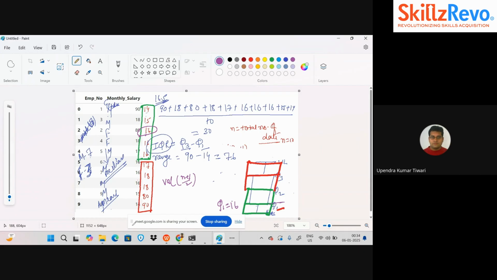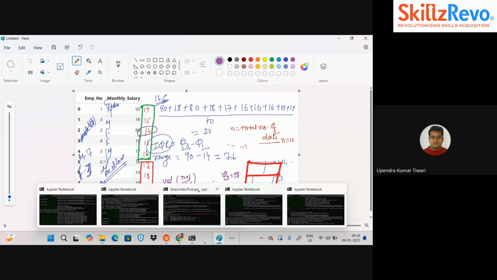In this upper half, what is the median? Again the values are 5, so value at 3. This Q3 is 18. Yes or no? So if Q3 is 18 and Q1 is 16, what is the IQR? 18 minus 16 equals 2.